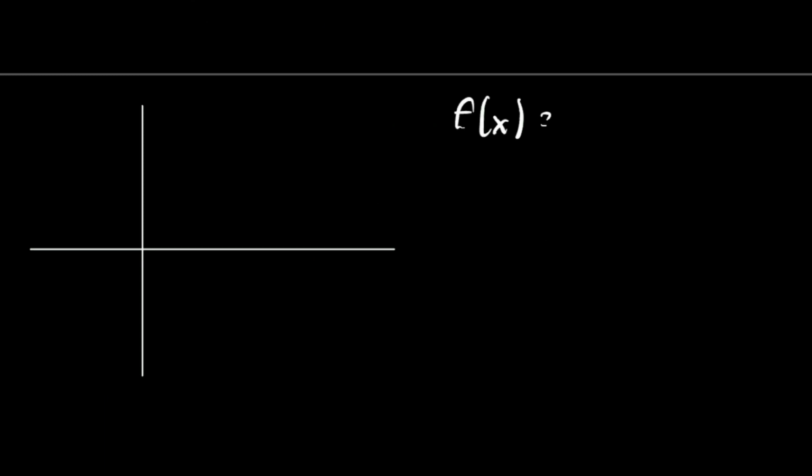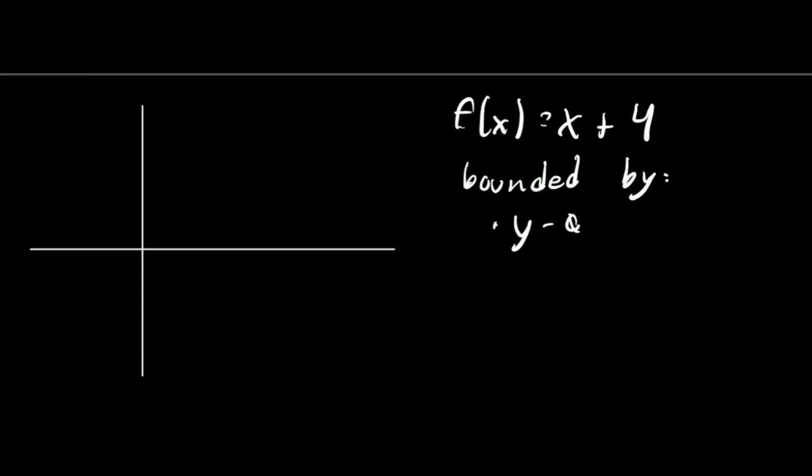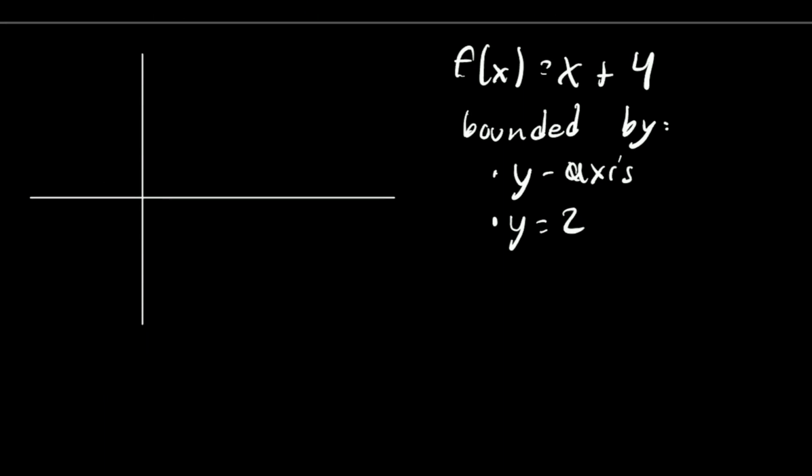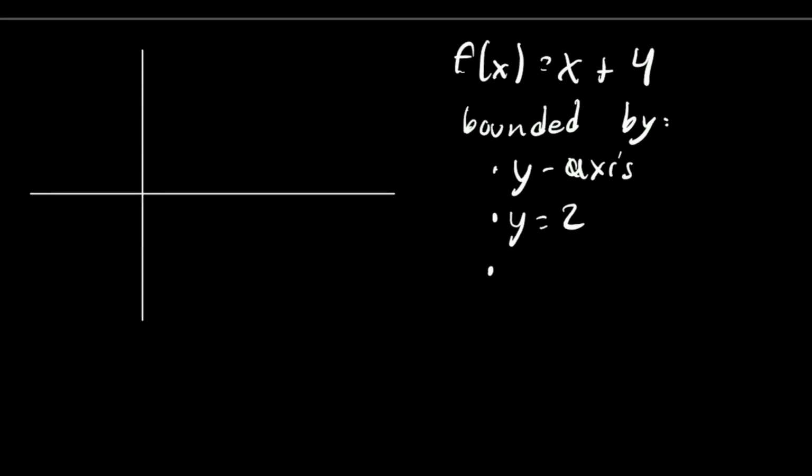We're going to do f of x equals, let's see, x plus 4, bounded by the y-axis, y equals 2, and x equals, let's do it to 4. All right, so we have x plus 4. We'll say that this is 4. And a very bad line. And that's our f of x.